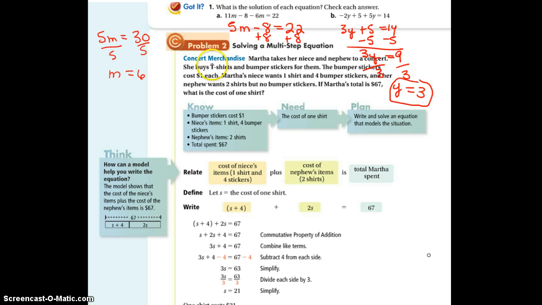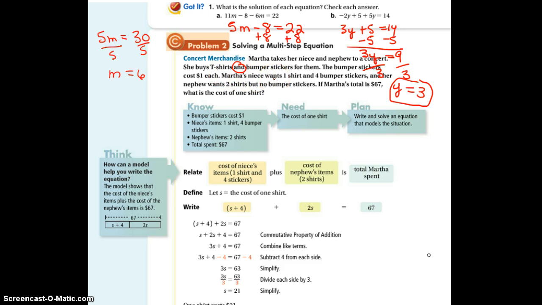All right, so concert merchandise. Let's take a look at this word problem. Concert merchandise. Martha takes her niece and nephew to a concert. She buys t-shirts, and we know that's going to be addition then. T-shirts and bumper stickers for them. The bumper stickers cost $1 each. In other words, it is $1 per bumper sticker. Love that stuff. So $1 per bumper sticker.